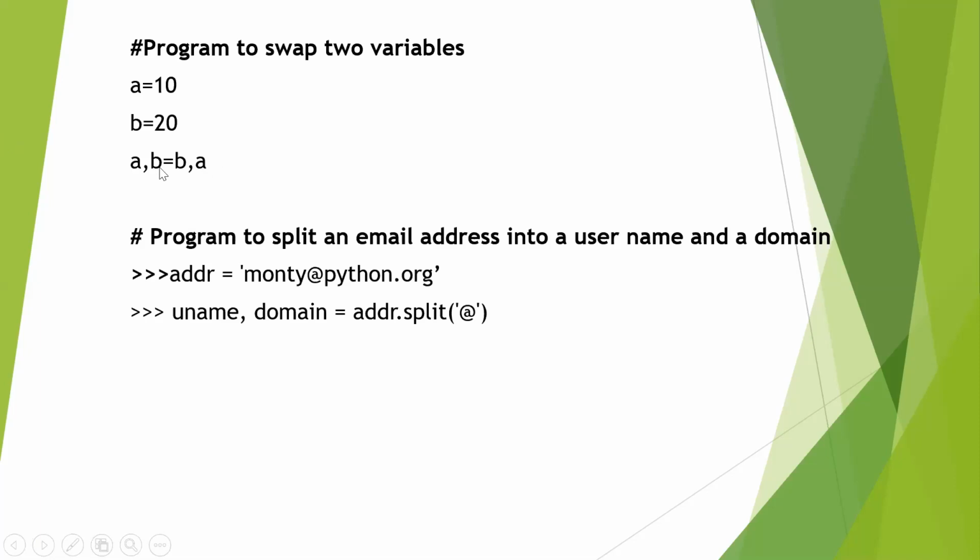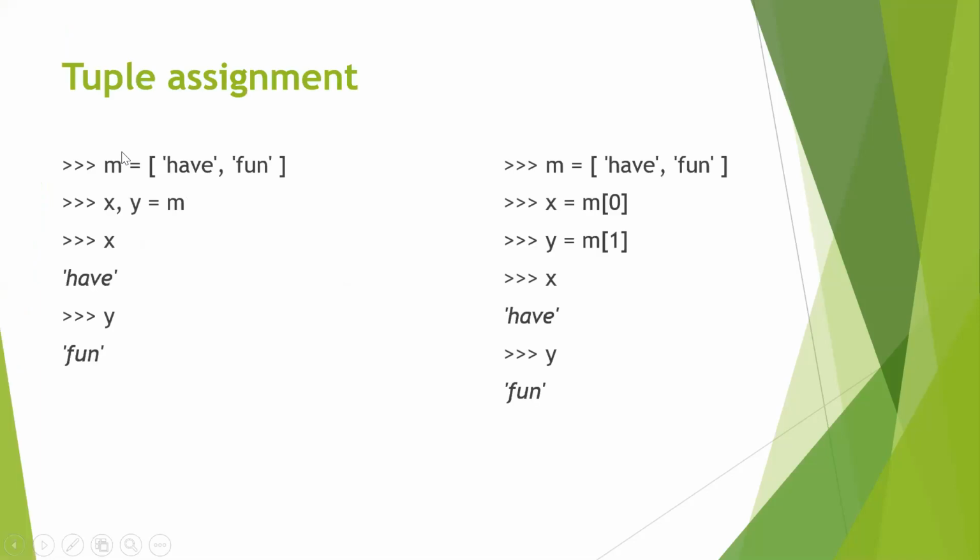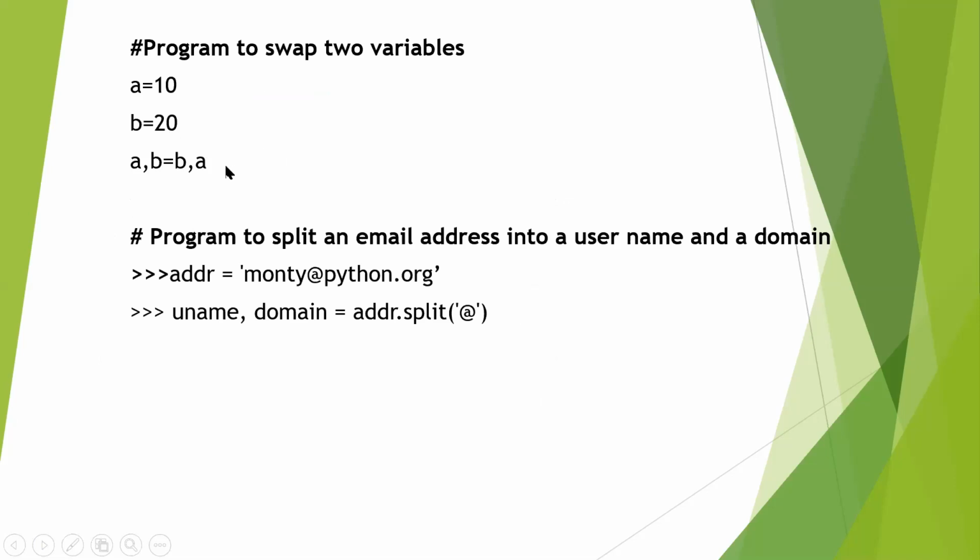So what happens here? You're assigning one tuple to another tuple. If you remember, in the previous case, we assigned one collection to another collection. So the first element of the first collection will be assigned to the first element of the second collection, the second element to the second element, and so on. The same concept holds over here. When I'm assigning this, b is assigned to a and a is assigned to b, which means that a's new value will now be 20 and b's new value will now be 10. So that is a simple application of tuples.